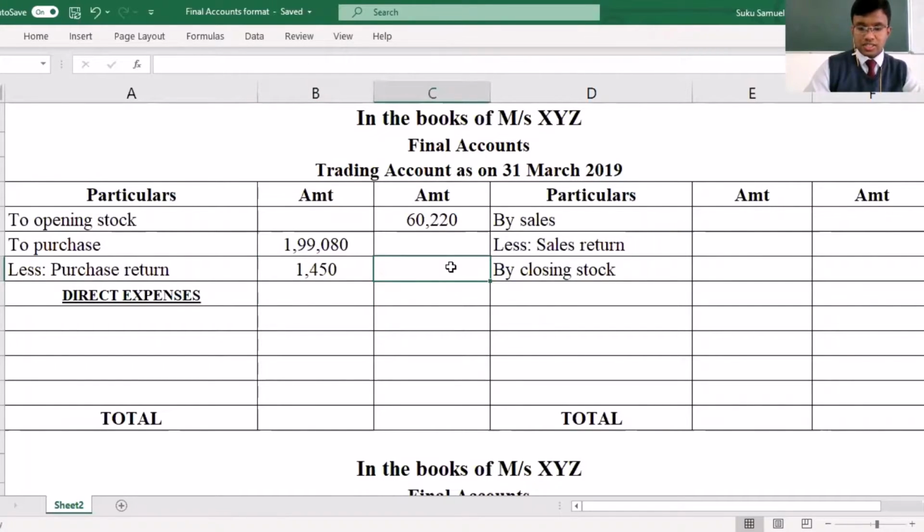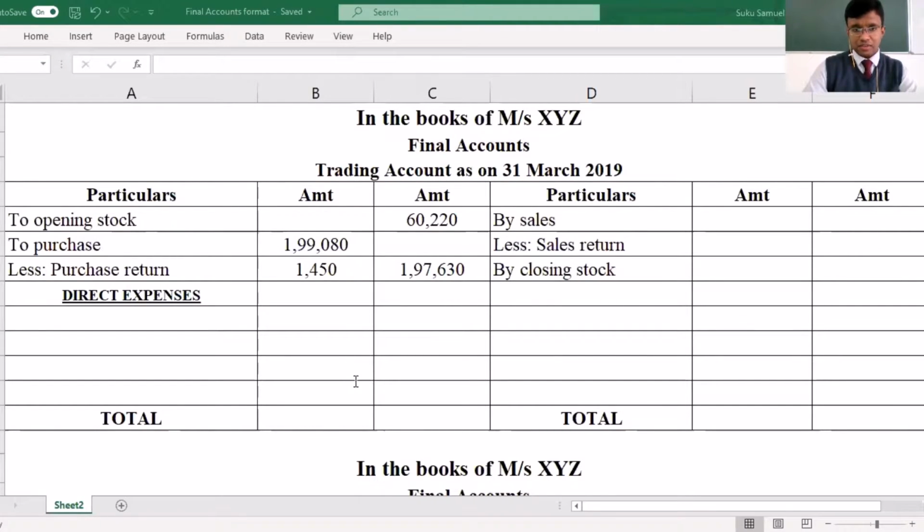From purchases, when you subtract your purchase return, the amount that you get is called your net purchases. Net purchases is 1,97,630.